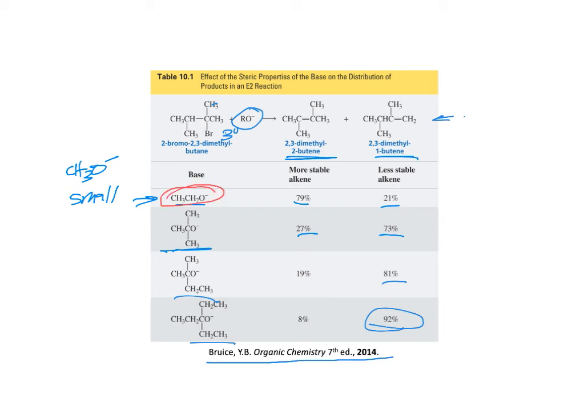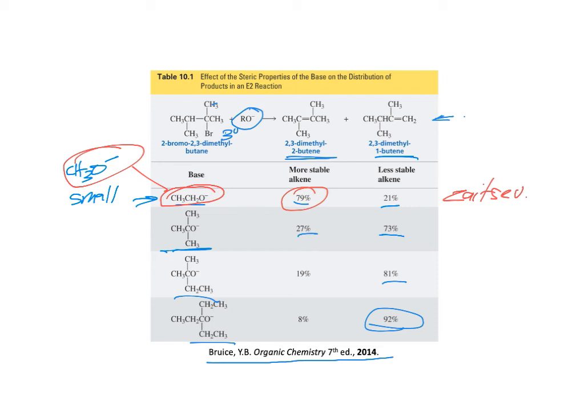All right, so for us, what I'd like you guys to know is that if we use a small base, and it could be either ethoxide or methoxide, you can pick one of those, whichever one, we're going to get more of the more substituted product. So this is the normal Zaitsev elimination.